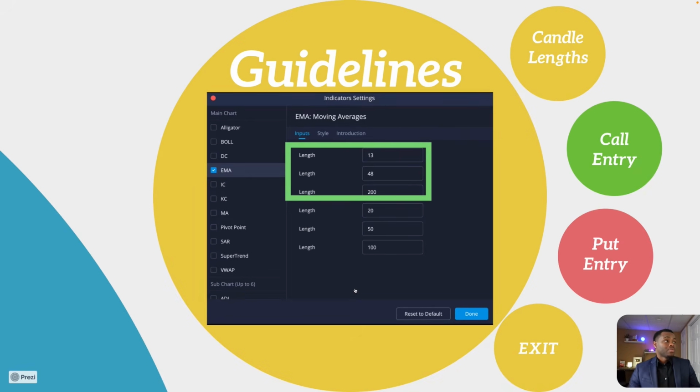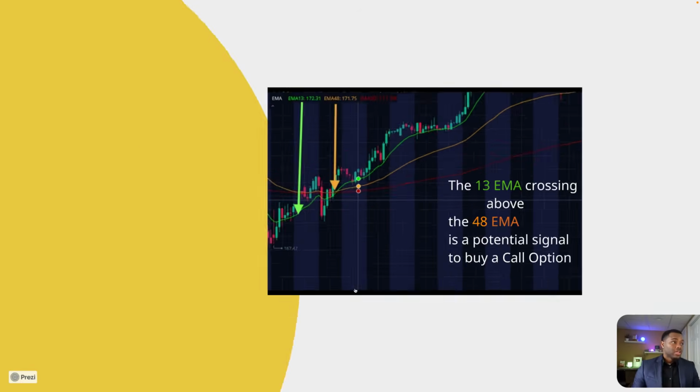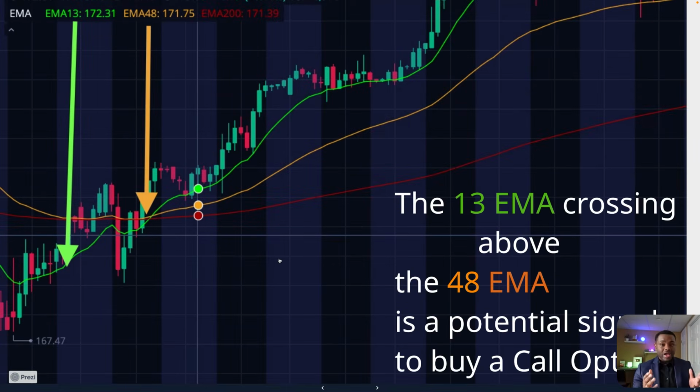Now, let's check this out. How to enter a call using the 1348 strategy. Now, remember, these are indicators, not crystal balls. You trade with the chart, not with your heart. So, the 13 EMA crossing above the 48 EMA is a potential signal to buy a call. We look at the 13 EMA, our green line, and we see it cross above our 48 EMA, which is our orange line. This is a signal right here to jump into a call.